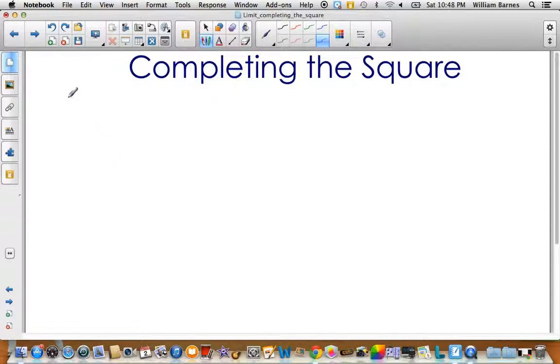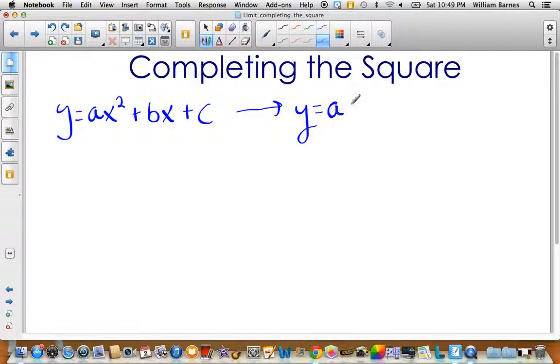So if we have something like this, and my students know this as standard form, I know this as general form. That's what I learned it was called, but it doesn't really matter what you call it. ax squared plus bx plus c. And we want to change it to what my students call vertex form. So y is equal to a(x minus p) squared plus q, where p and q are your vertex, so your vertex is (p, q).